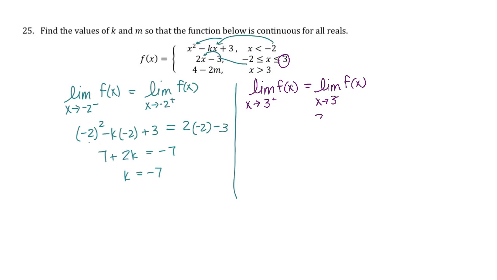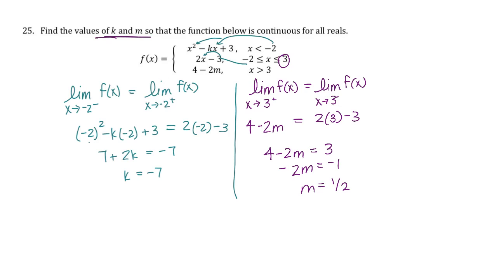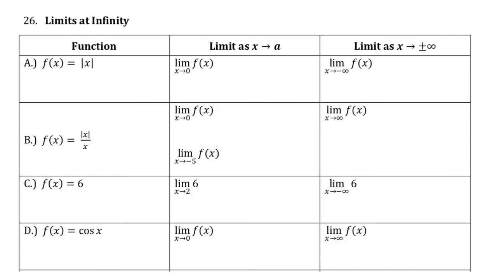So that's going to be 2 times 3 minus 3. And then on the right side, that's going to be 4 minus 2m. So here 4 minus 2m equals 6 minus 3, or 3. So negative 2m equals negative 1, so m is 1/2. So you have found your values for k and m so that this function is continuous everywhere.